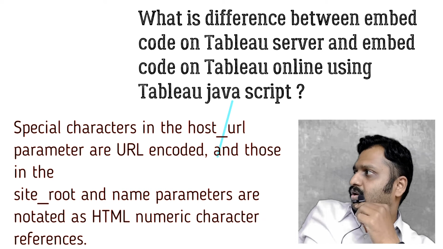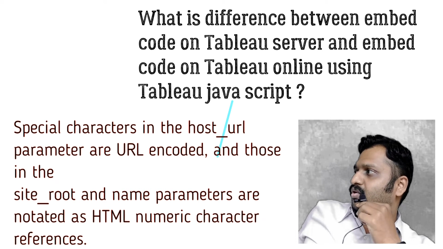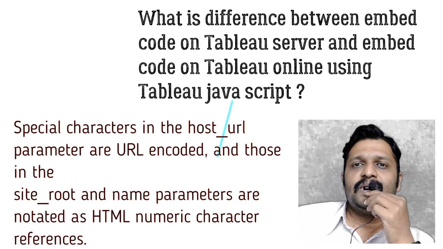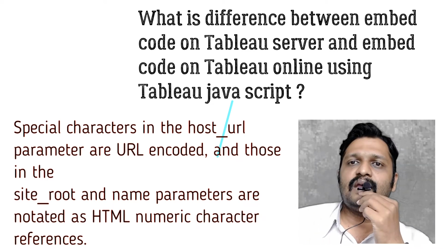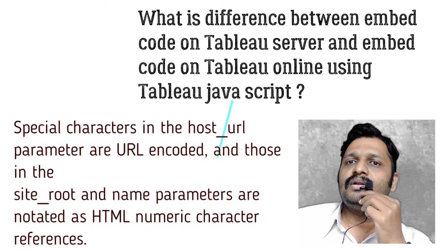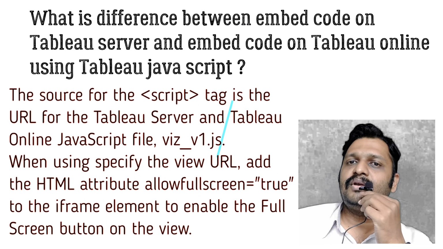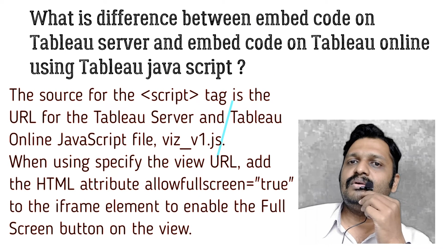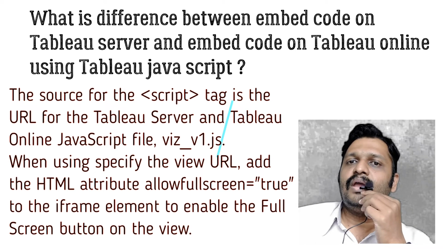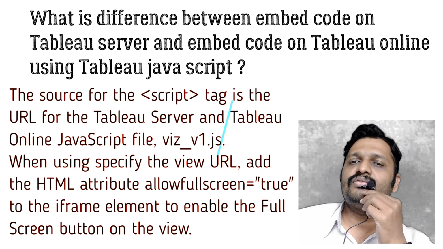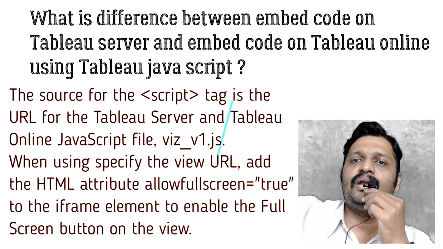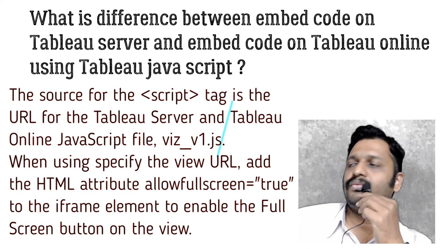Next question. What is the difference between embedded code on Tableau Server and embedded code on Tableau Online using Tableau JavaScript? Special characters in the host URL parameters are URL encoded, and those in the site root and name parameters are noted as HTML numeric character references. The source for the script tag is the URL for the Tableau Server and Tableau Online JavaScript file. When using specify the view URL, add the HTML attribute allowfullscreen equal to true to the iframe element to enable the full screen button on the view. Next question.